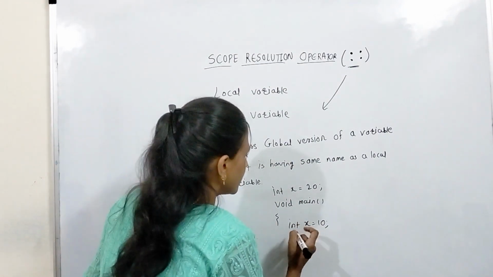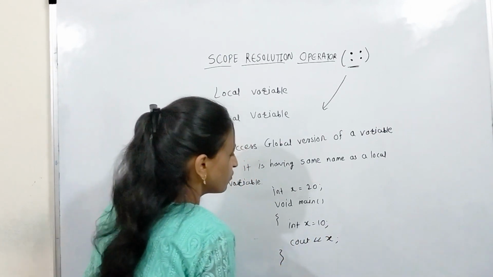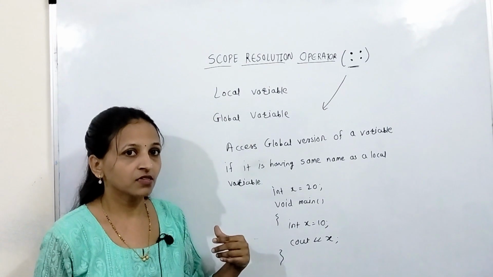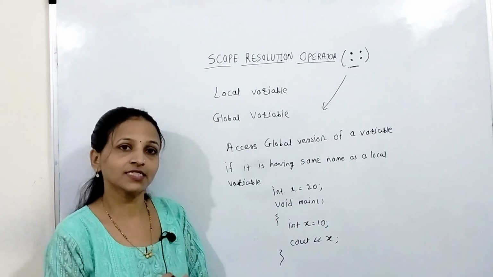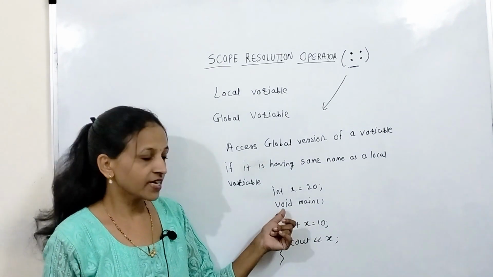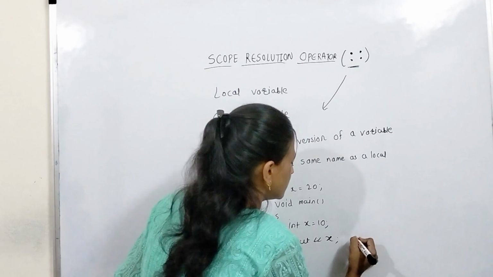Getting? Now see here, if we write cout x, tell me what will be the output. Guess. See, there are two copies of x. One x is accessible everywhere, and the other x is accessible only inside this block. You will get the output as 10.